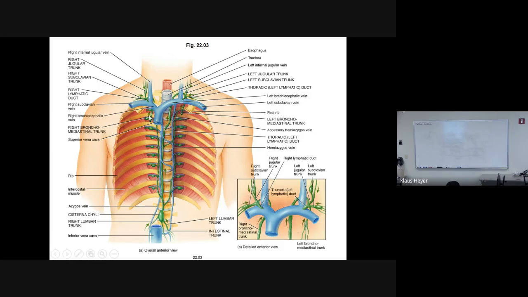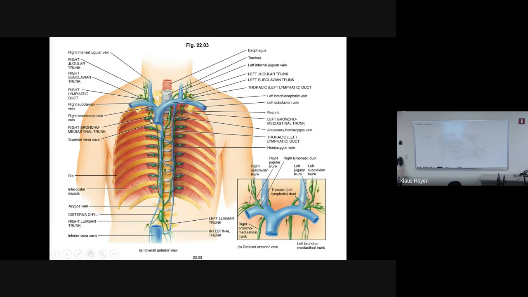So we've got 3 so far: subclavian, jugular, bronchomediastinal. Then you've got 2 down here: lumbar and intestinal. Intestinal is going to drain all the areas around your intestines, your abdomen. And for the lumbar, you're thinking of the lowest part of your vertebrae. Lumbar is going to drain the pelvis and the legs. Then if you follow these trunks, they lead into one of 2 ducts.